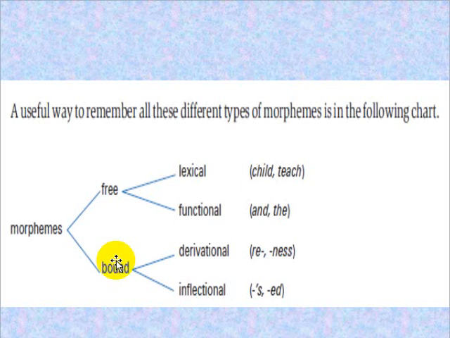This is a useful way to remember all these different types of morphemes. Morphemes can be free and bound. Free and bound, this is called the formal classification. Why? Because we follow the form. The free can be classified into lexical and functional, in terms of the meaning or in terms of function. While the bound can be derivational or inflectional in terms of the processes where we get words or morphemes from.